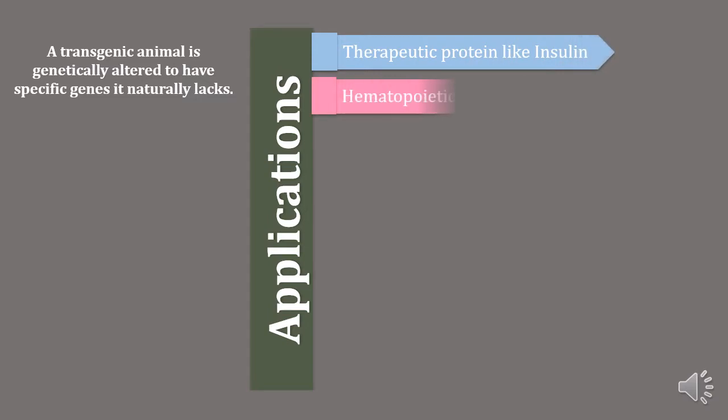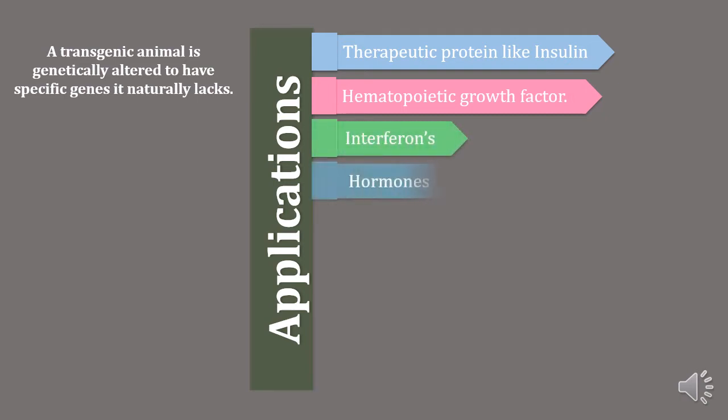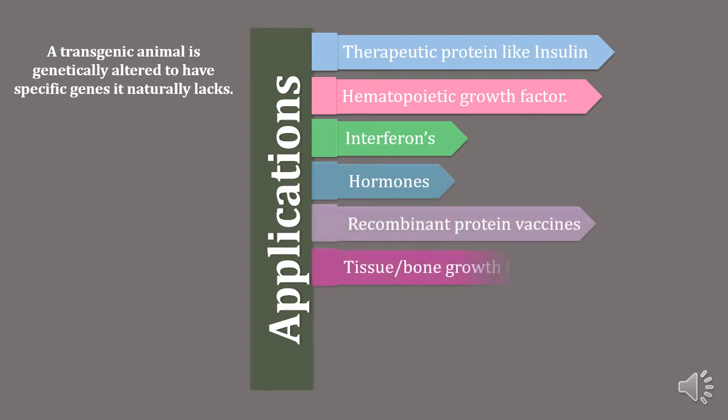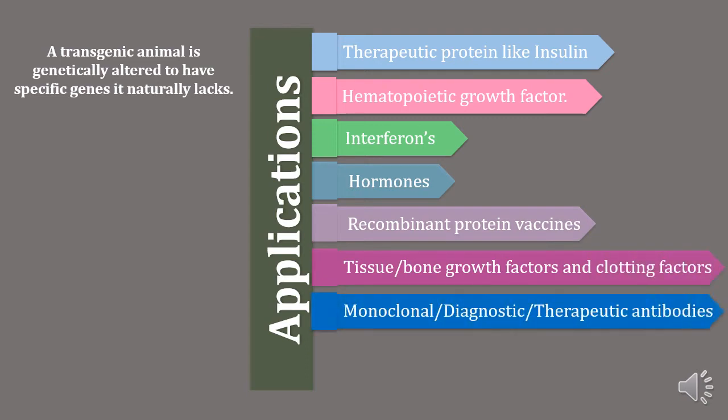They are used to produce hematopoietic growth factors, interferons, various hormones, recombinant protein vaccines, tissue bone growth factors and clotting factors, monoclonal diagnostic and therapeutic antibodies, and they are also used to produce chimeric disease models for biological research.